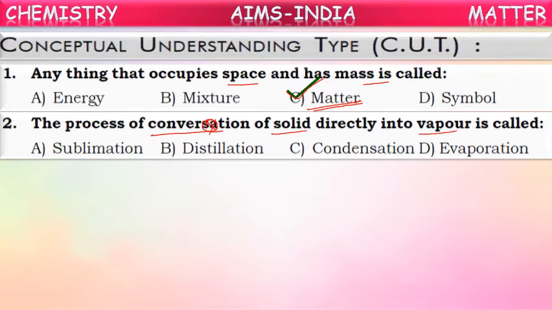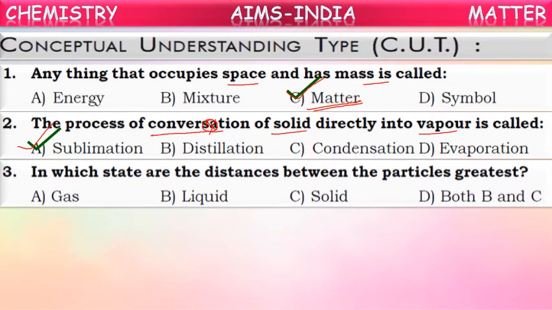Just now we have learned about solids converting directly into the gaseous state. Gaseous state is also known as vapors. So the conversion of solids directly into vapors is called sublimation. Let us check whether our answer is correct or not. Yes, the process of conversion of solids directly into vapor is called sublimation.